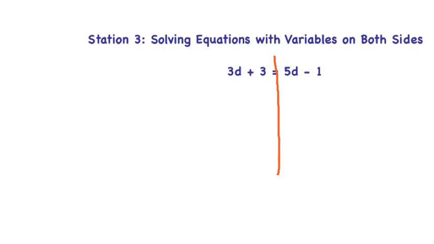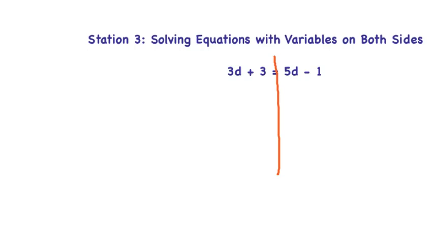And the first thing I might notice is I have 3D on the left side of my equation and 5D on the right. And I can't solve for D when it's on both sides. So the first thing I want to do is eliminate the variable from one side. I usually think it's easiest to just eliminate the smaller variable. And so I have this 3D on the left-hand side.